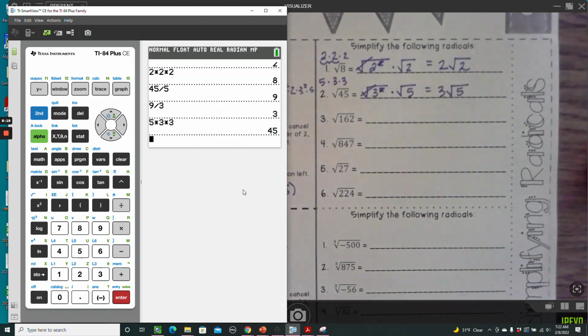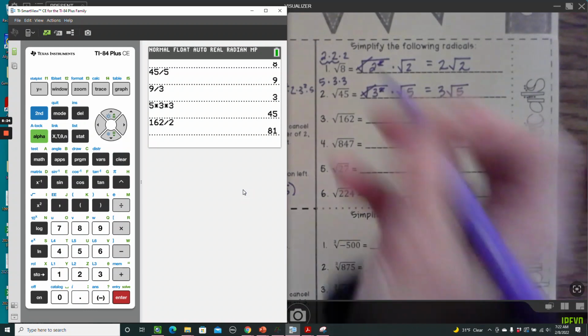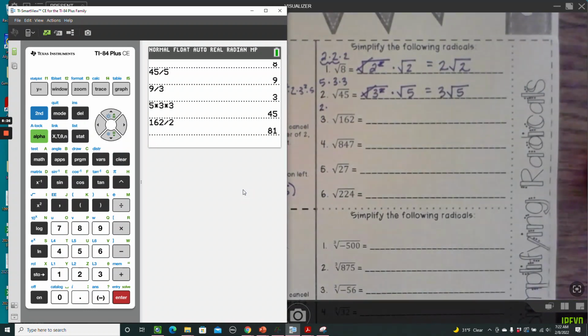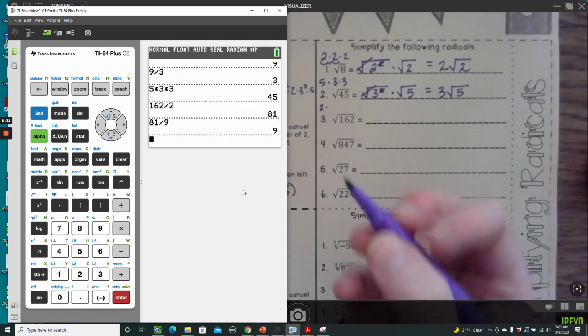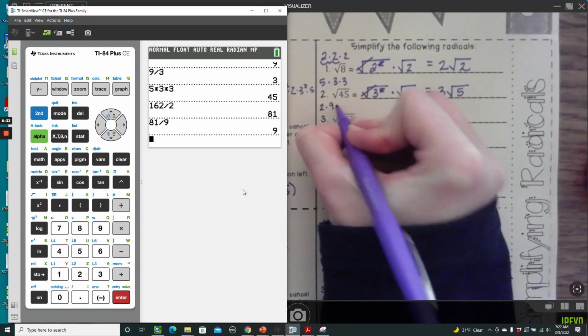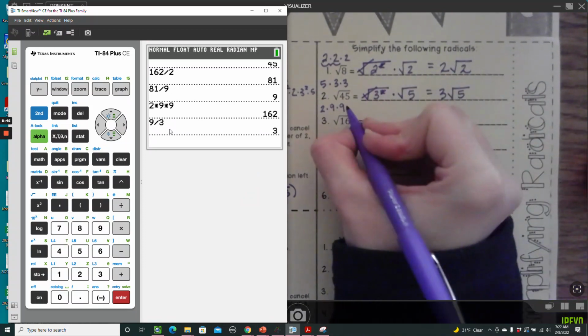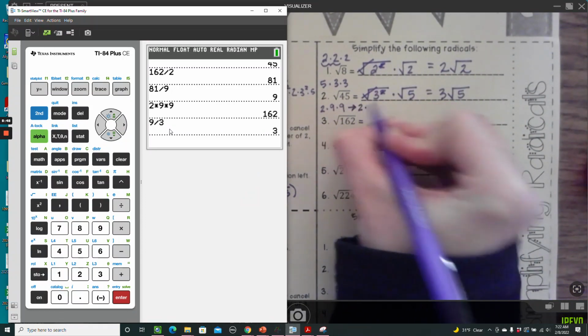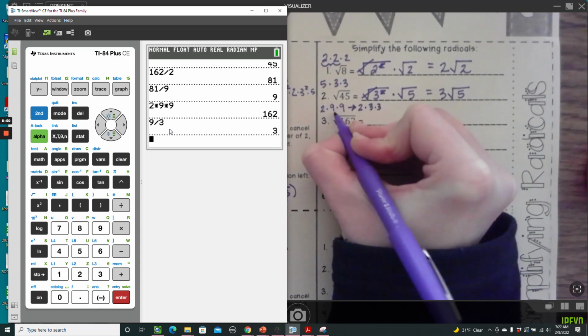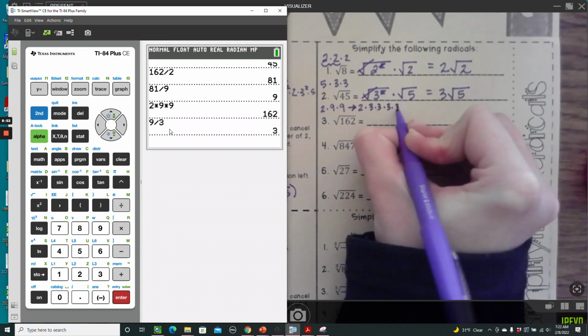All right, 162, an even number, so I'm going to start off by dividing it by 2. So we know we're going to have a 2. 81's not even, but 81's divisible by 9. So I know I've got 2 times 9 times 9. 2 times 9 times 9 gives me 162. But 9's are not prime. 9's are really 3 times 3. So I'm going to break this down even further into 2 times 3 times 3, that's the first 9, times 3 times 3.